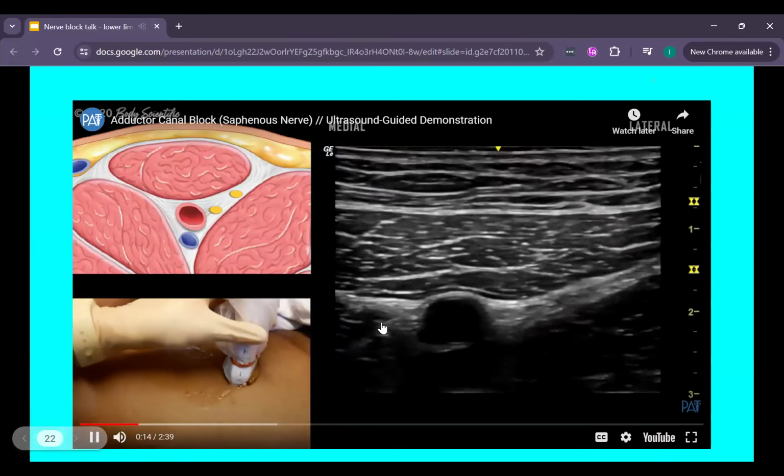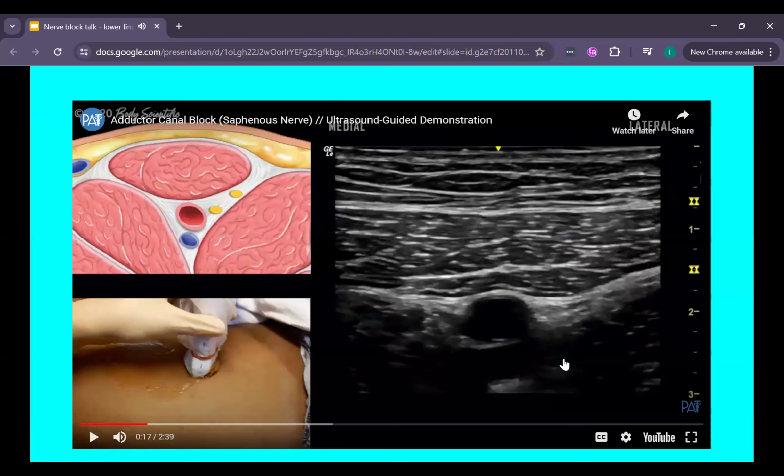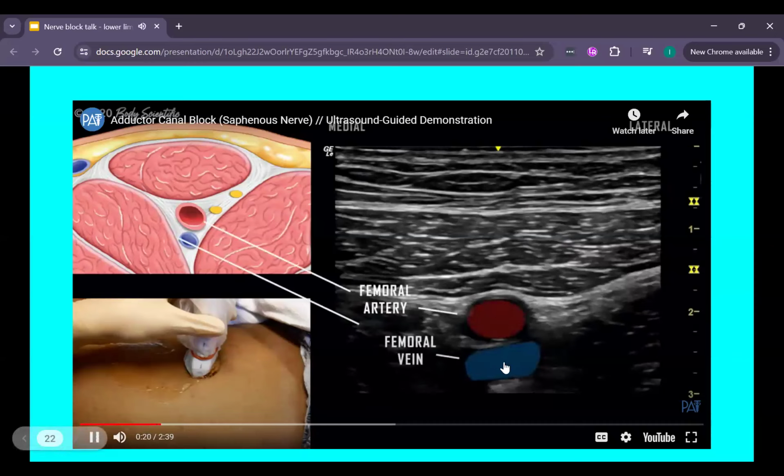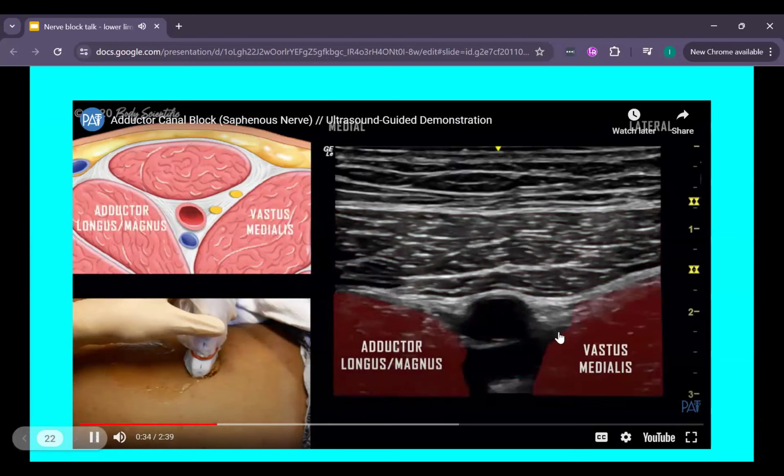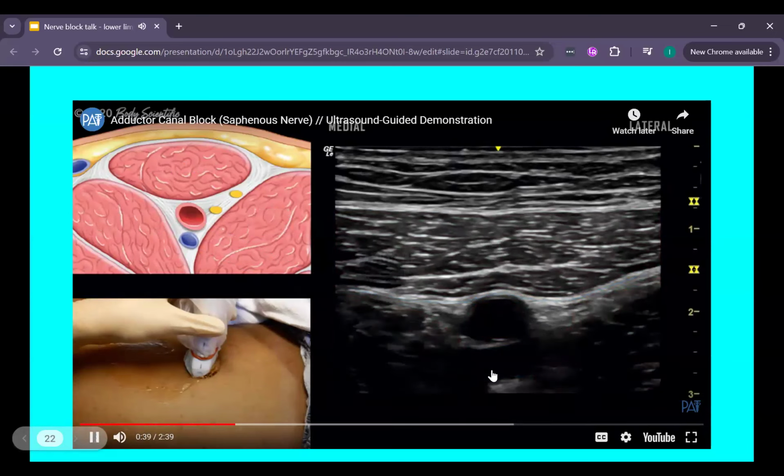Okay, cool. All right, so you can see here we've got the nice image of that boat-shaped sartorius, the femoral artery at the 6 o'clock position. So this is exactly where we want to be. The femoral vein is a little bit deeper, and then laterally, you can't always see it, but you should be able to have a rough idea of where the saphenous nerve is. And then you've got the vastus medialis and the adductor longus, either side of the adductor canal.